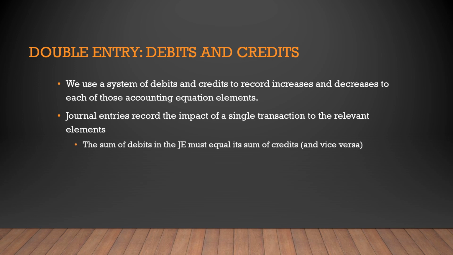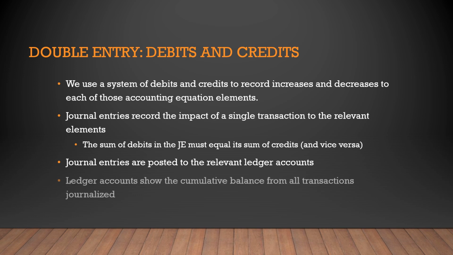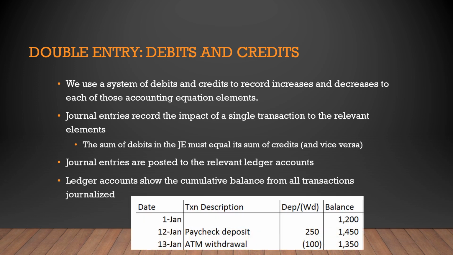Our rule for recording journal entries is easy. The sum of the journal entry's debits must equal the sum of its credits. After preparing our journal entry, we post that entry to the ledger accounts identified by that entry. The ledger accounts show the cumulative balance from all journal entries recorded during the period.